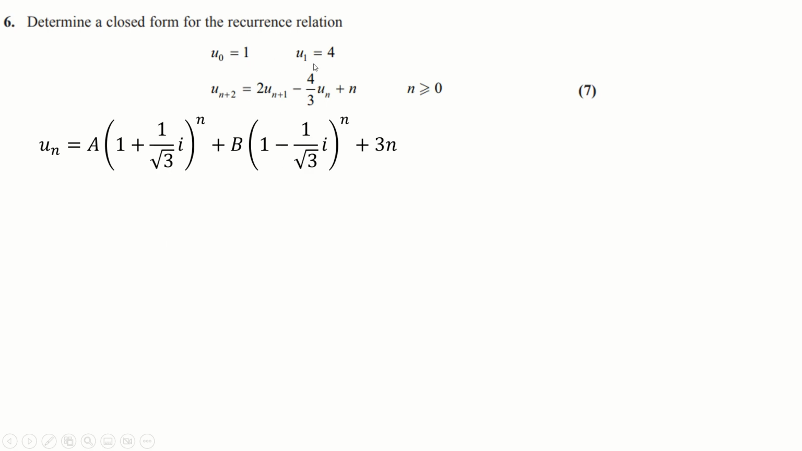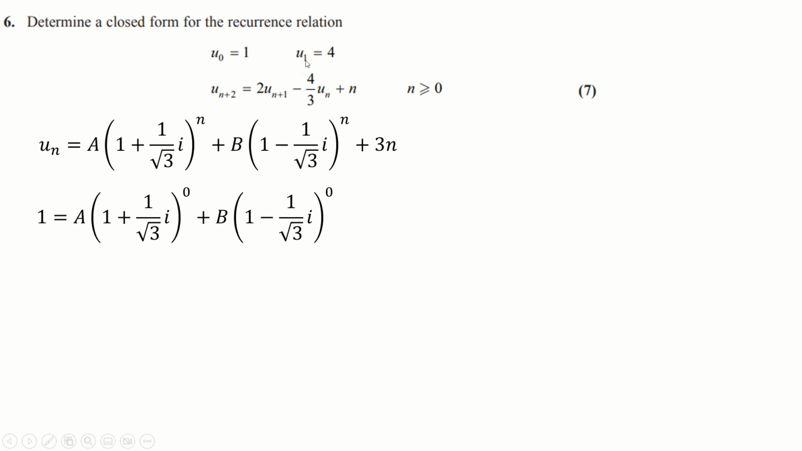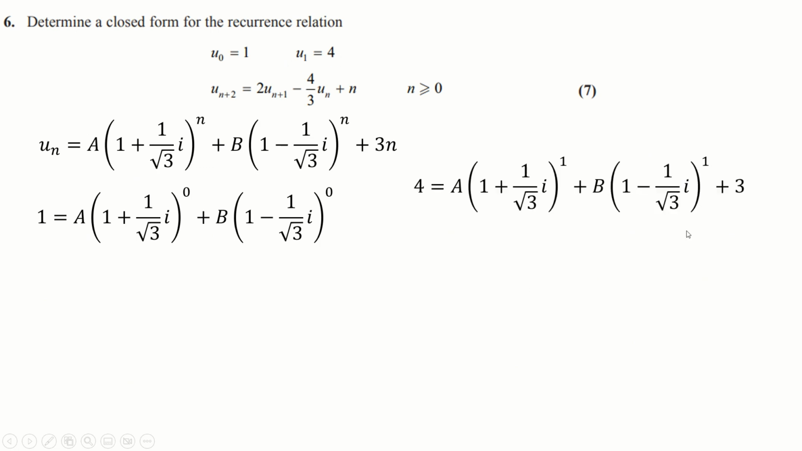Now we use the initial conditions. U0 is 1. So if we put n is 0 in here, we get 1 out. Of course, this just ends up being a plus b, which is nice. And if we put in n is 1, we get 4. So we get this here. So a plus b equals 1.